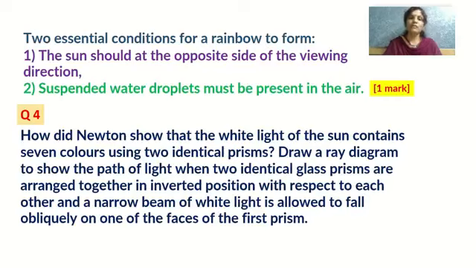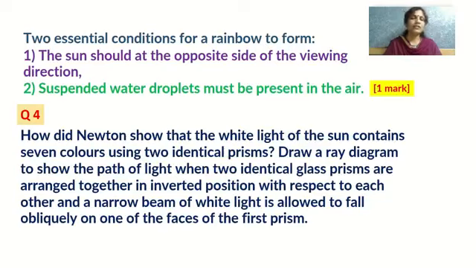There are so many times the question has been asked only by changing the language. Draw the ray diagram to show the path of light when 2 identical prisms are arranged together in inverted position with respect to each other, and a narrow beam of white light is allowed to fall obliquely on one of the faces of that prism. Easy question and very popular question for the board exam. This question was asked for 2 marks, and usually it's asked for maybe 3 marks also.